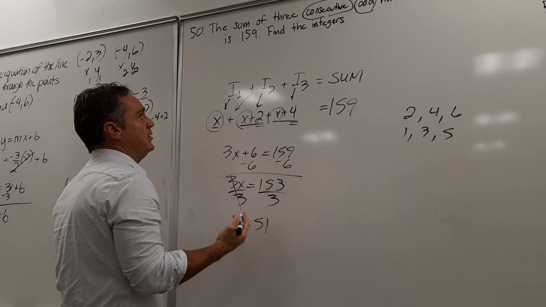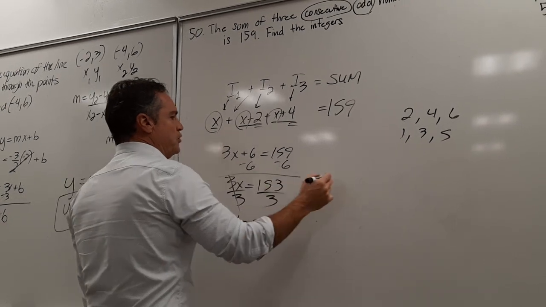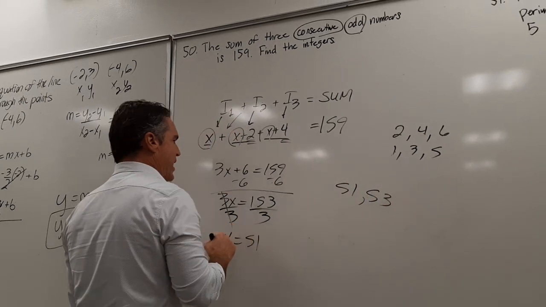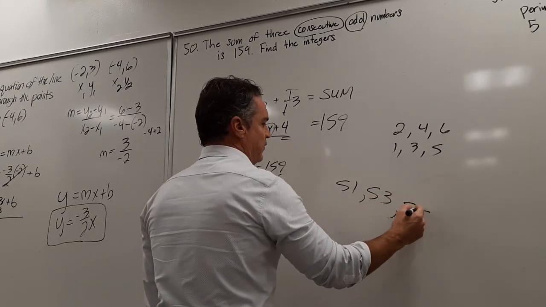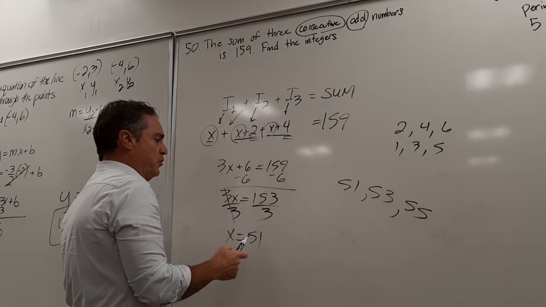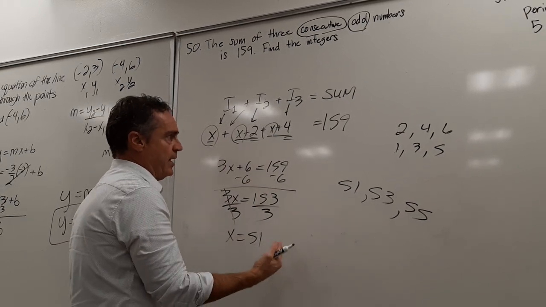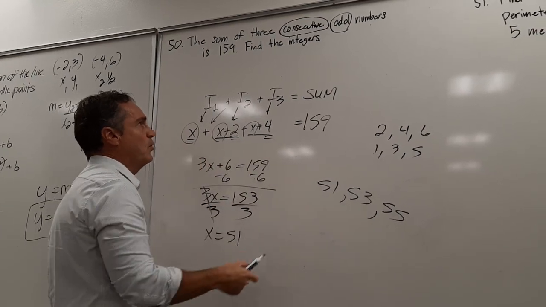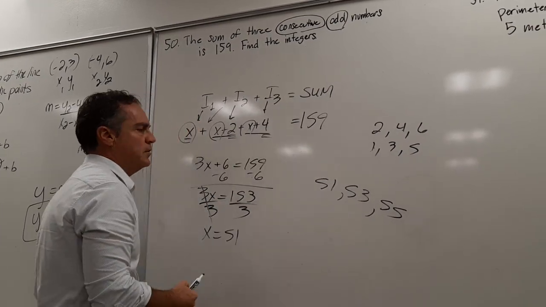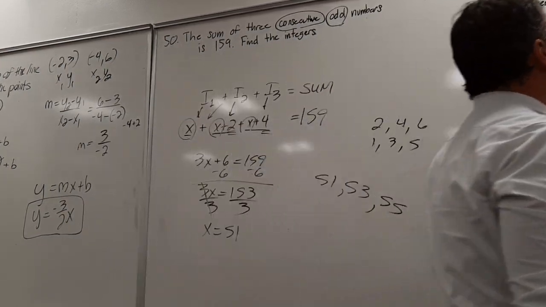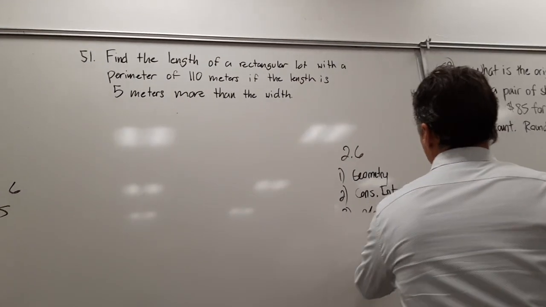Okay, they asked for the integers. So my first integer is 51. If I add 51 plus 2, that makes 53. If I add 51 plus 4, that makes 55. Look at that. It all worked. X plus 2 makes my next integer after that. X plus 4 makes my next integer after that, proving that x, x plus 2, x plus 4 makes 3 odd integers. Okay, beautiful.